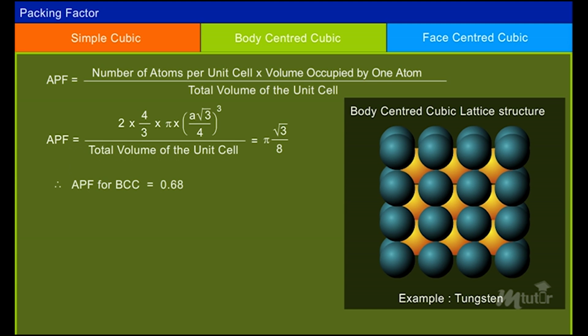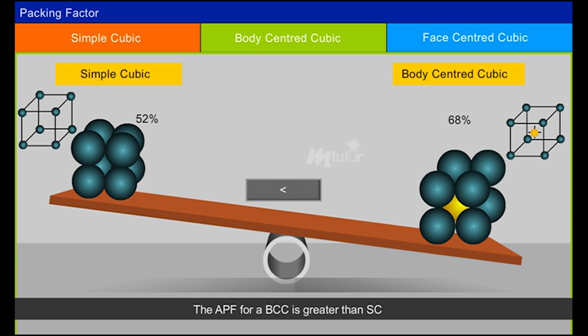Further simplifying, the atomic packing factor of BCC is 0.68, or in other words, 68% of volume is occupied by the unit cell and 32% remains vacant. The packing factor for a body-centered cubic is greater than a simple cubic structure. The simple cubic is not closely packed and cannot have a higher packing factor than the face-centered cubic.